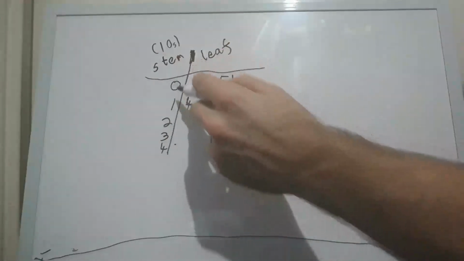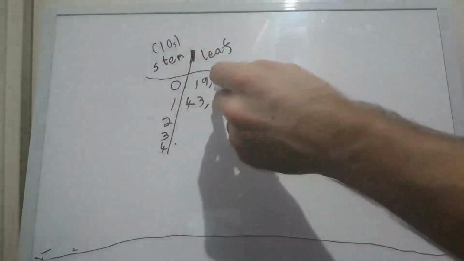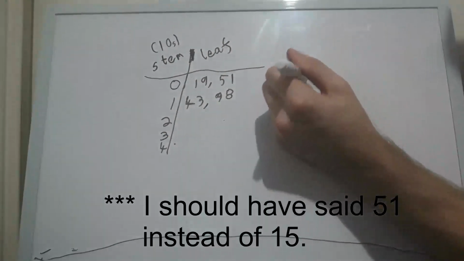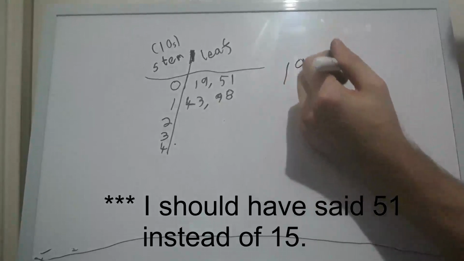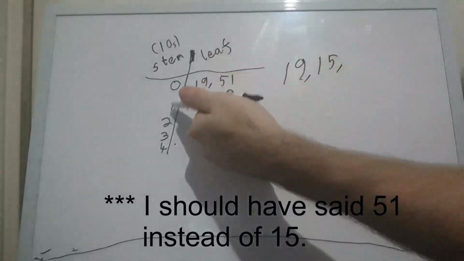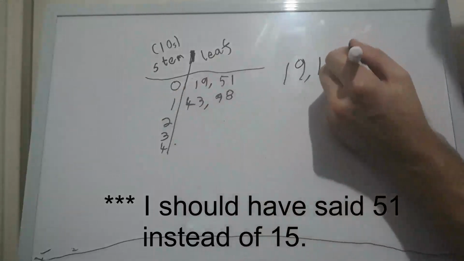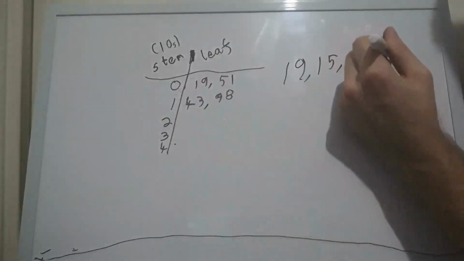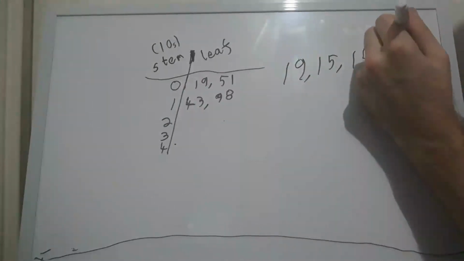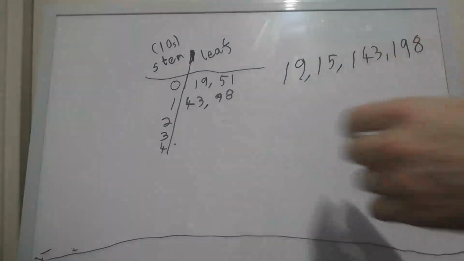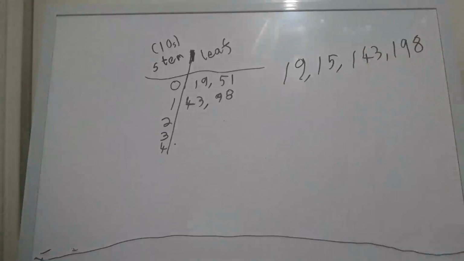So if that's in tens, there's 0 there, so this 19 and 15 is still just 19, 15. Because this 1 is now the tens, that's actually 100, and this is 43, so that'll be 143 and 198. Now, any question you get should specify what the stem is. If it doesn't specify, just assume that it's like the example we had earlier.